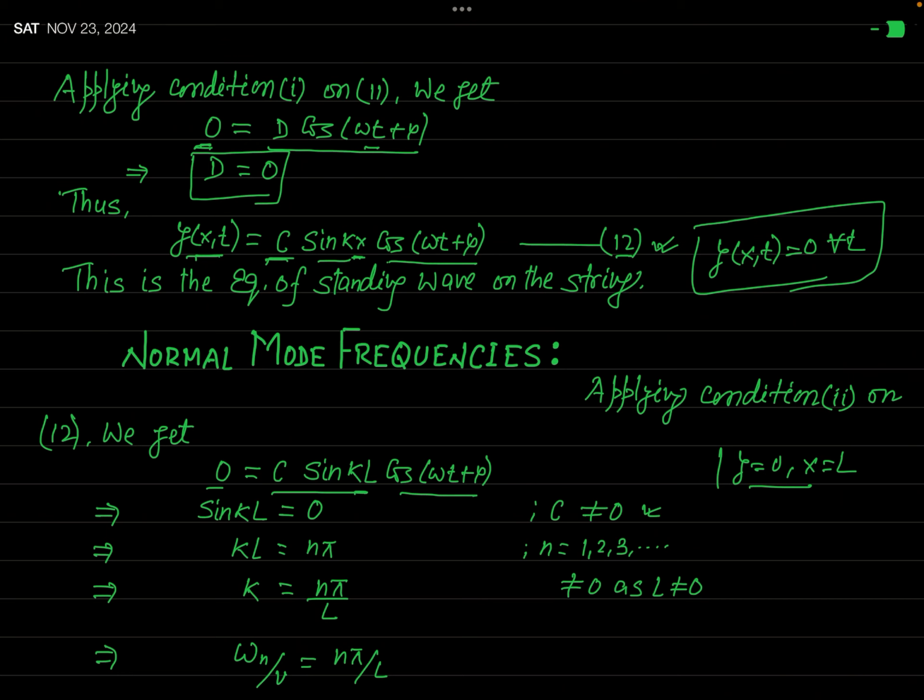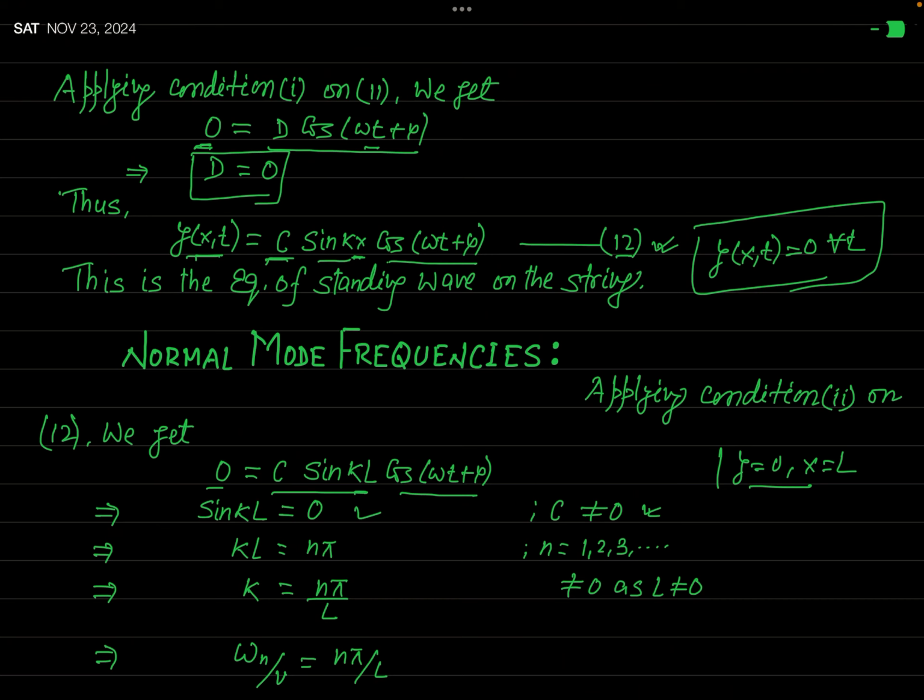I think you have clearly understood what I am telling you, because if you choose that c is 0, then this equation will get satisfied. But you can't take c equal to 0, because c equal to 0 corresponds to a trivial solution of a string permanently at rest. It never gets displaced because y will remain 0 at all time t. So hence we have to take sine kL equal to 0 because c cannot be 0.